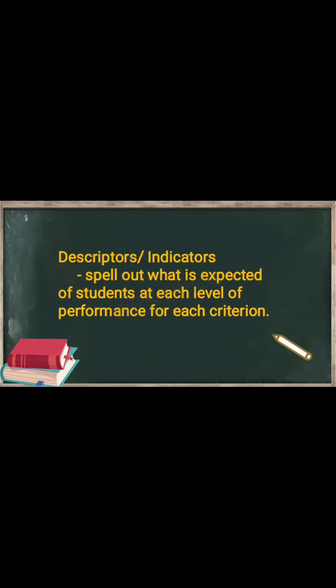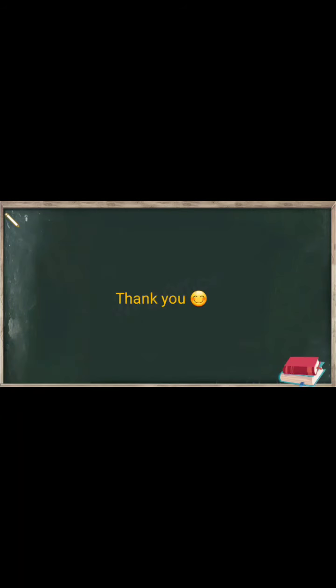Lastly is the descriptors or the indicators. This is where they spell out what is expected of the students at each level of performance for each criterion. This is the example and it is seen in the center of the rubrics. For a recap, let us always put in mind that the rubrics has three important elements, which are the criteria, the levels of performance, and lastly, the descriptors or the indicators.